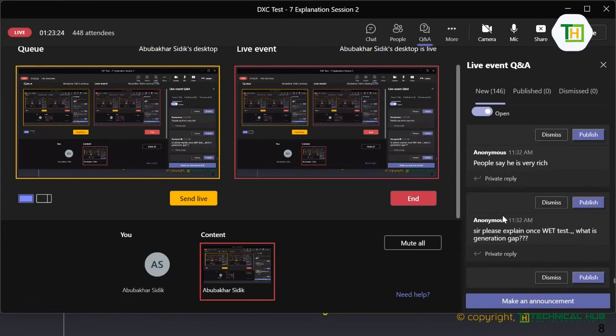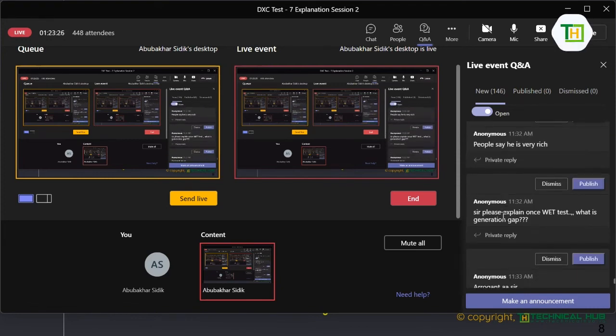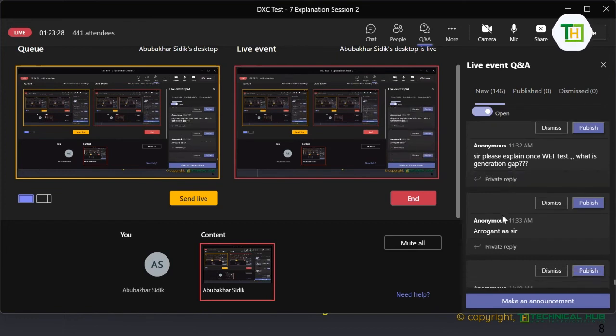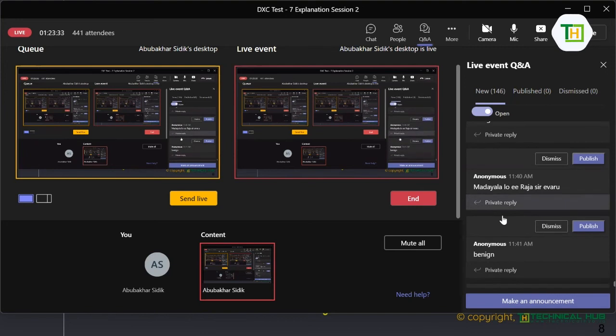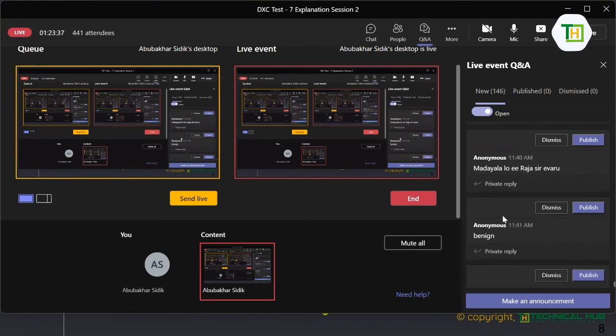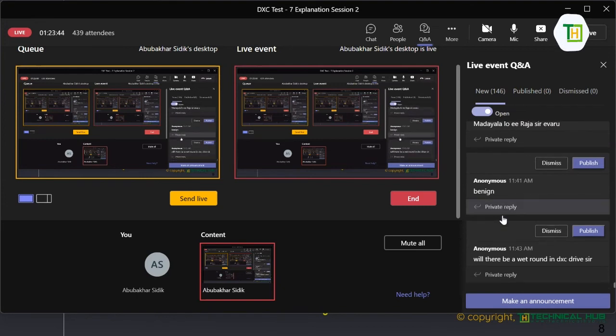Then sir, please explain once vector test. What is generation gap? Okay, sure, I'll tell you. Yeah, arrogant only. Raja sir is me only. It's me. So will there be a wet round in the DXC drive, sir? That's what we are saying. There will be a wet round. Huh? Okay then.